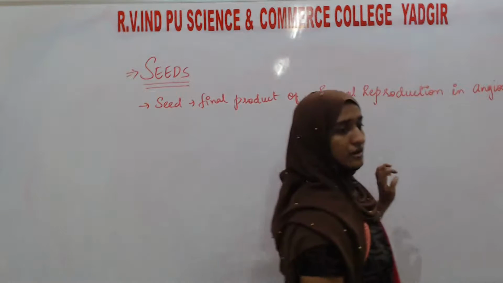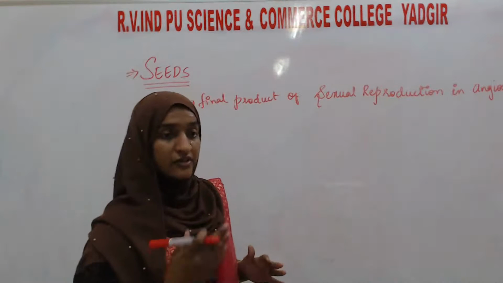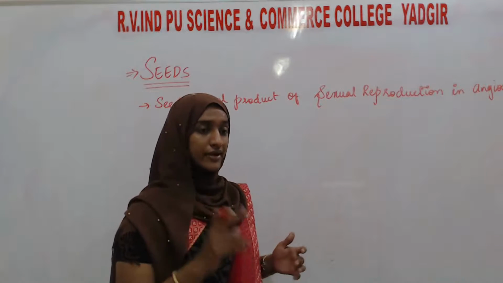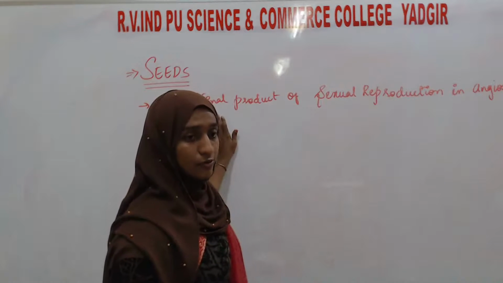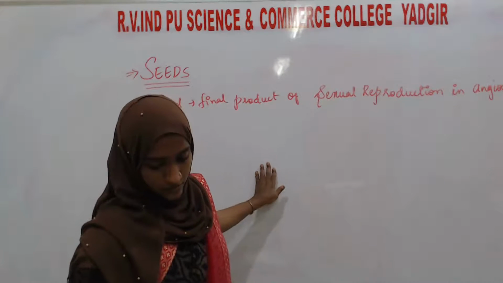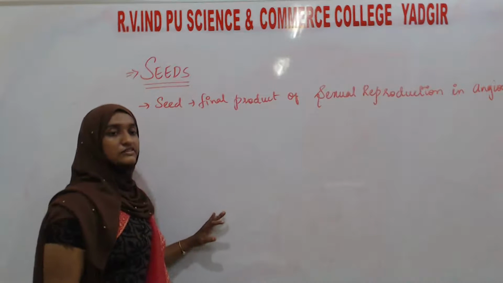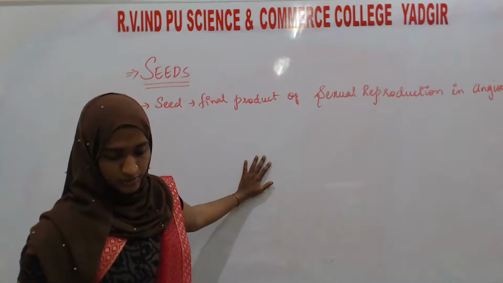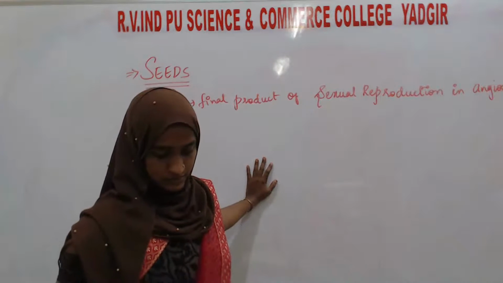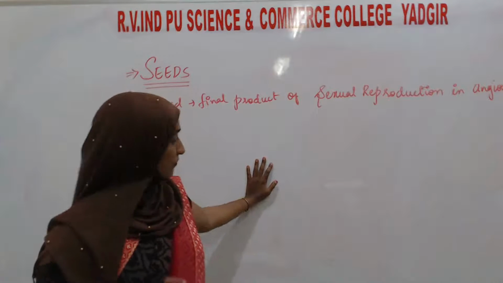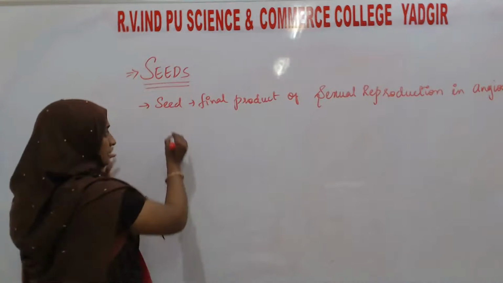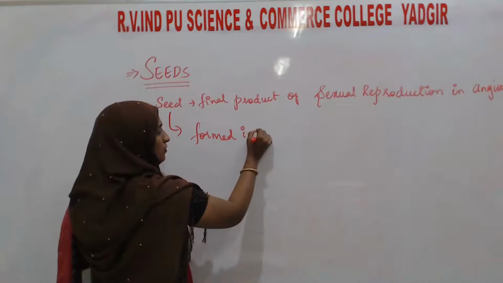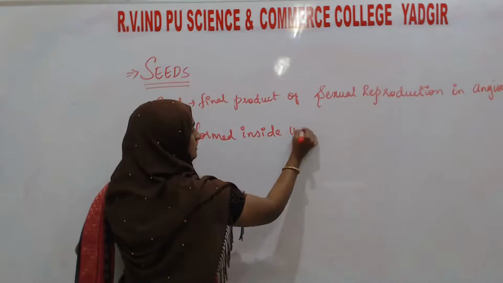At last, after pre-fertilization, fertilization, and post-fertilization, what is the final product? That is the seed, in angiosperms. During this process, first the zygote forms, then the embryo, then the seed. Where do we find the seeds? Seeds are formed inside the fruit.